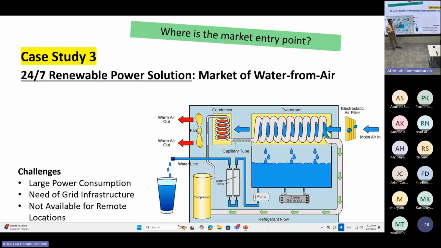Next one. The third case study is a company combining energy storage, what we have, with solar energy to enable water generation from air, 24 hours. At night, there's no sun, so how would solar energy power the operation? Basically, during the 8 hours of daylight, the solar power runs the water generation and also charges the batteries. When the sun goes down and at night, the batteries provide power for this operation.